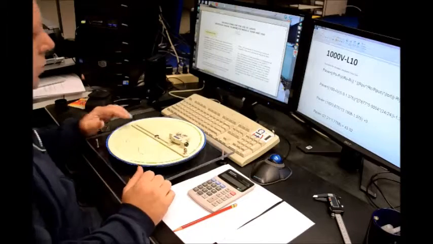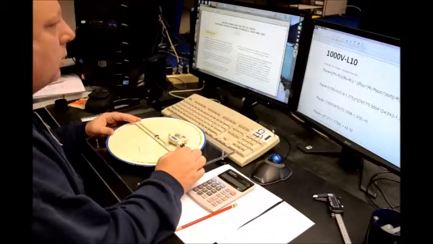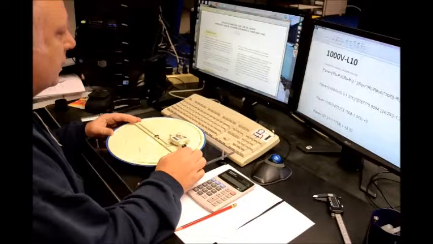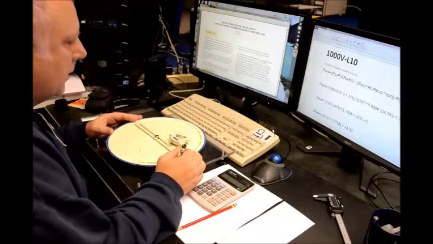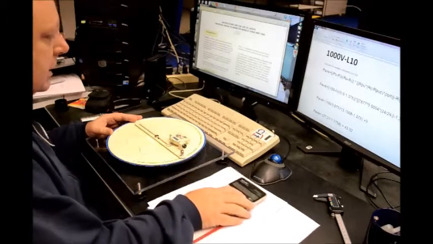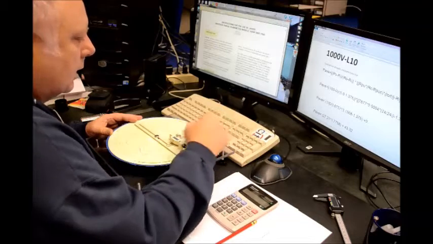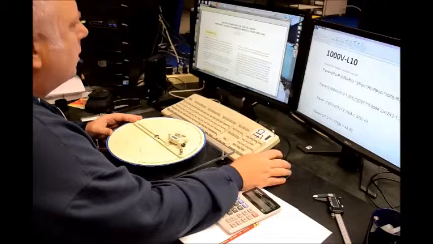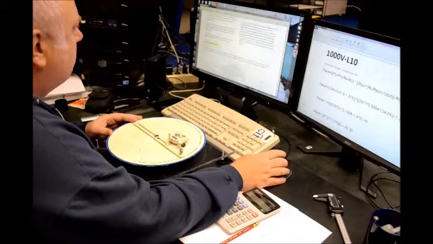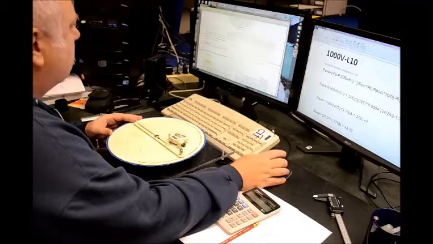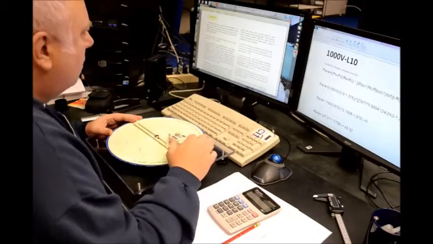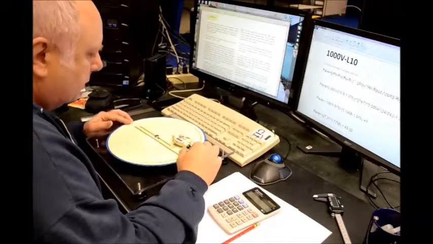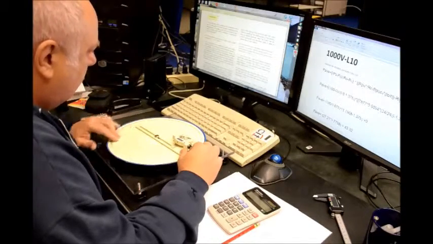Hello, today we're going to use the Model 1000 VL10 chart reading planimeter to figure out the reading on this chart. First thing we're going to do is set up the L10 so that we can start to read the chart. We look at the setup instructions here, and it says we'll put the tracer arm of the cursor on the curve of the chart, and we'll start it at midnight.